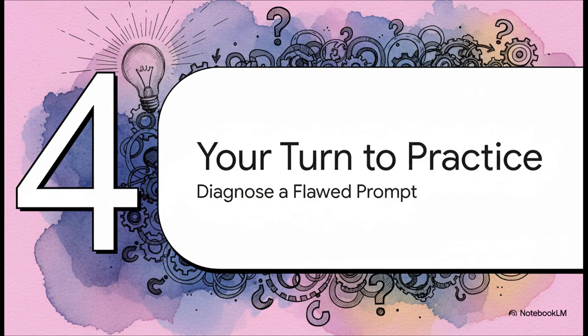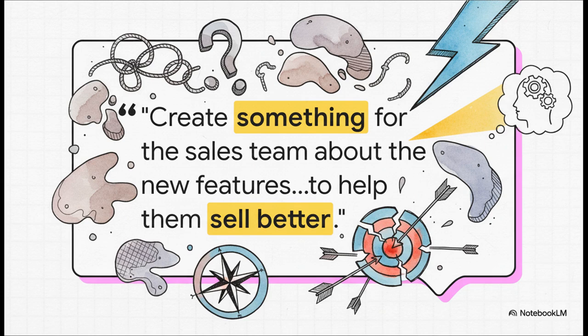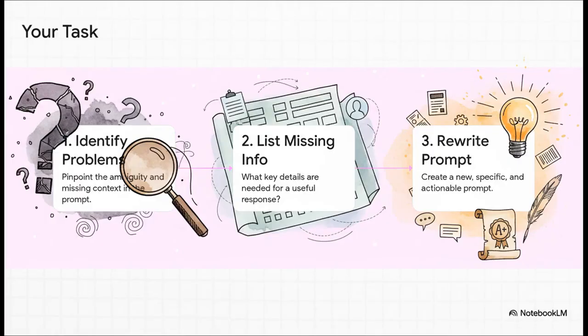Okay, enough of me talking, it's your turn. We've gone over the theory, so now it's time to get your hands dirty, so to speak. I'm about to show you a pretty terrible but very realistic prompt. Your mission, should you choose to accept it, is to figure out how to make it better. Ready? Here's the prompt. Create something for the sales team about the new features we're launching soon to help them sell better. Oof, you can almost feel the problems jumping off the screen, can't you? What is something? Which new features are we talking about? And what does sell better even mean in this context? It's a mess.